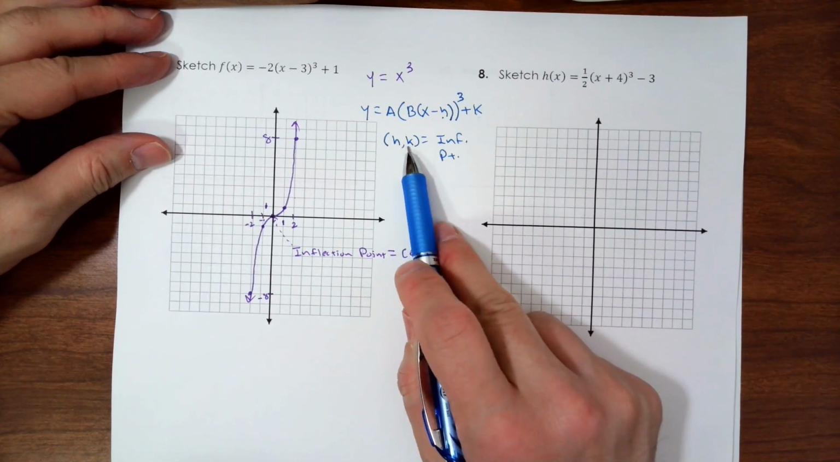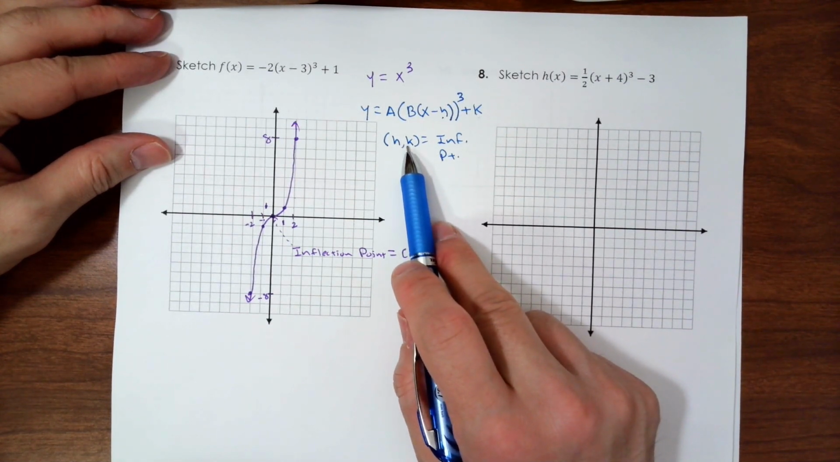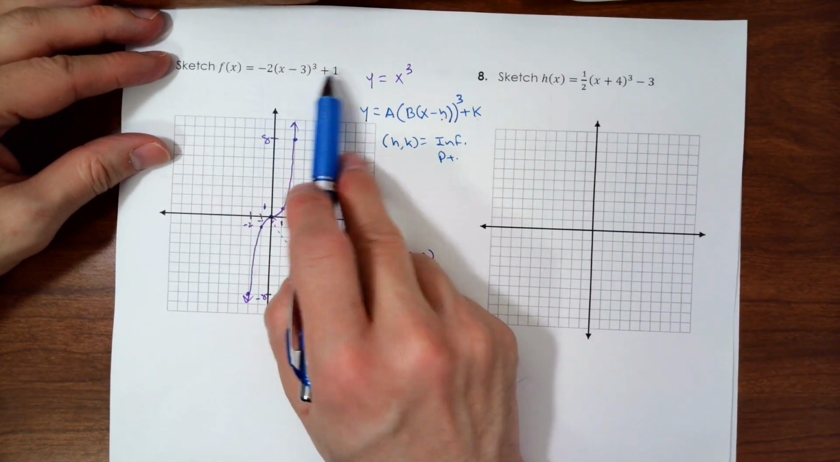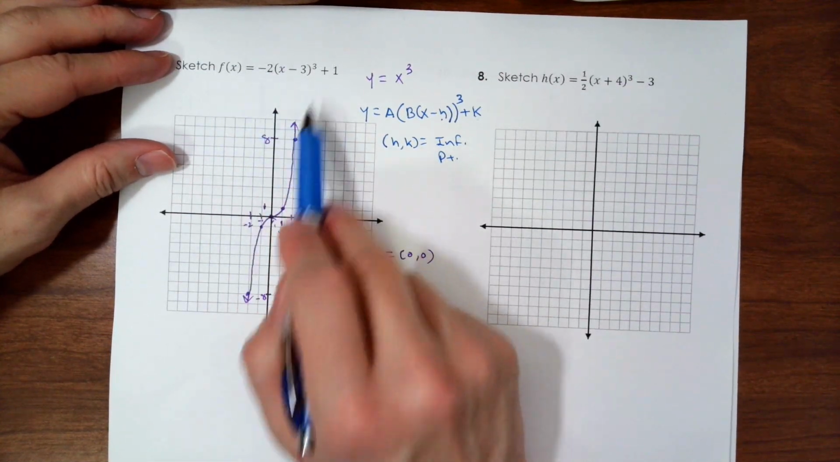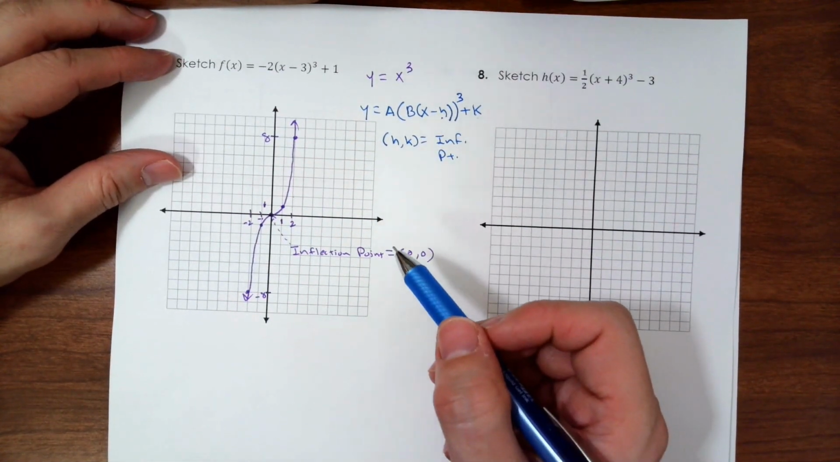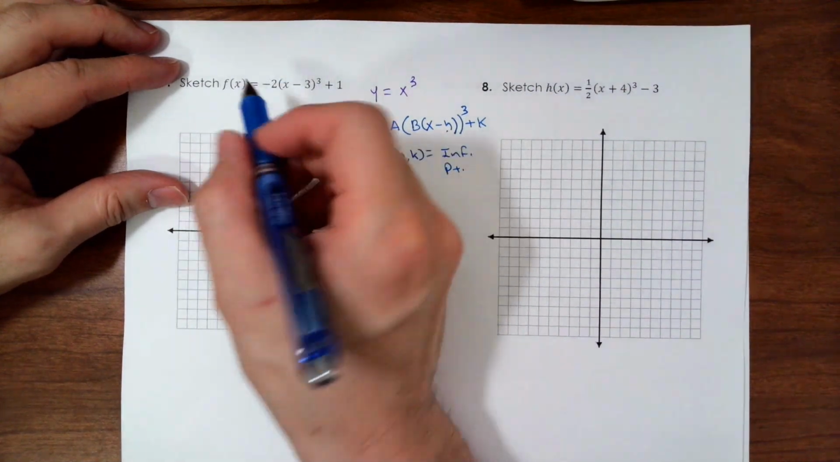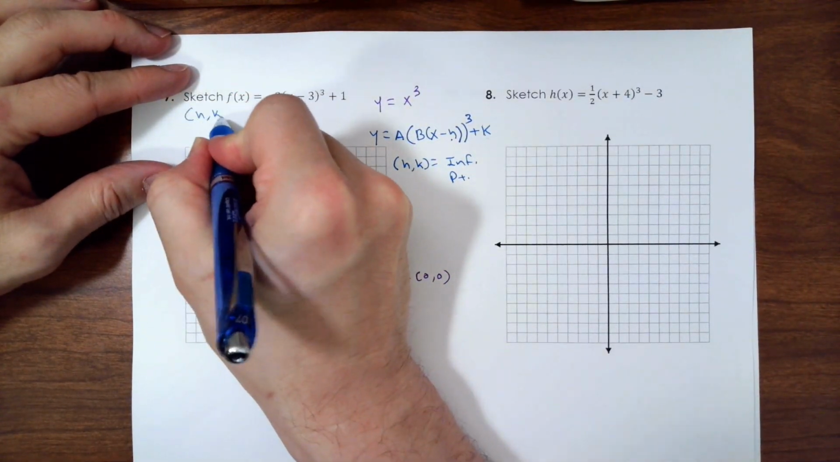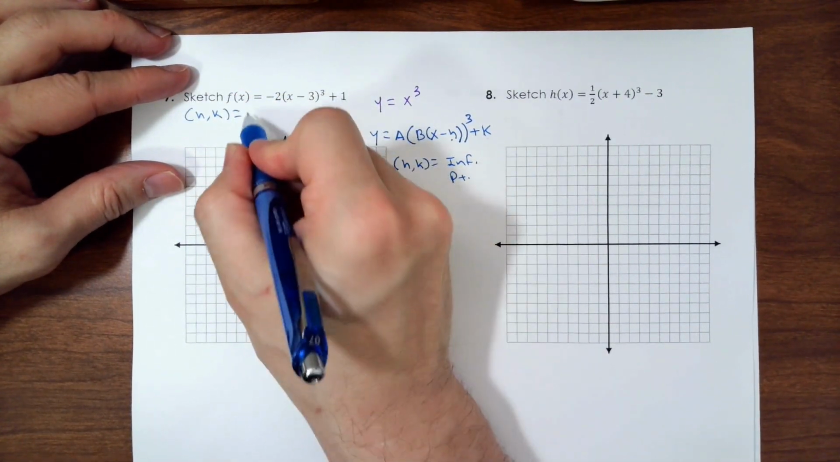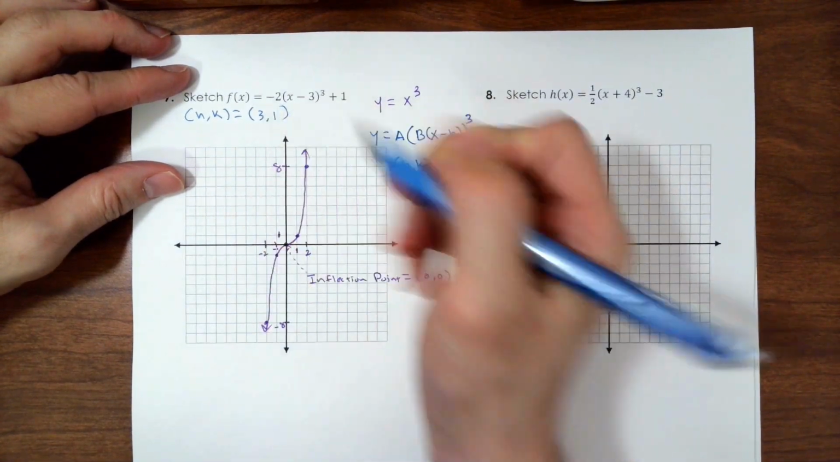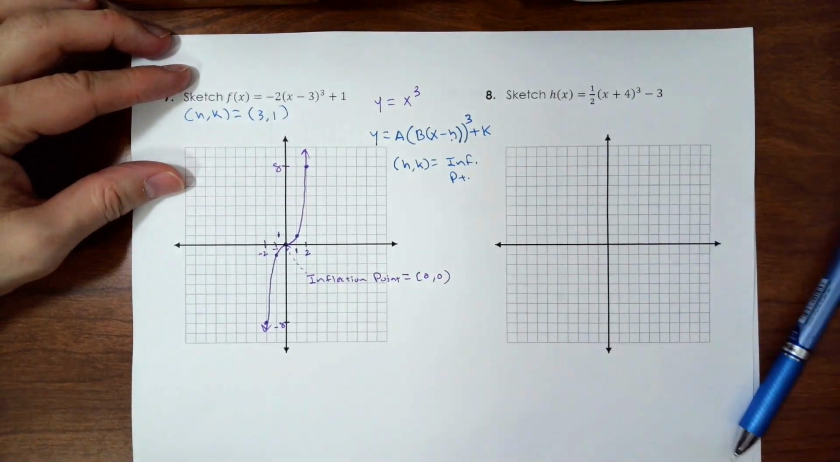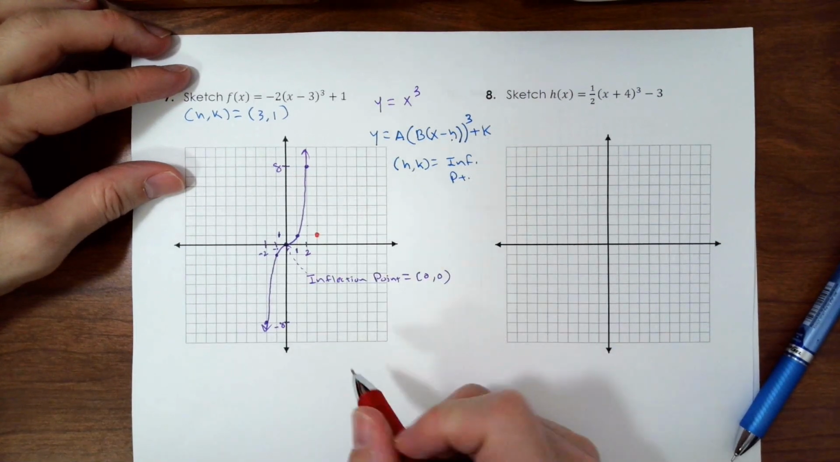And if you can identify the inflection point, in this case it'd be 3, 1, you could always graph 3 points using an XY table. So here, our h comma k, our inflection point, is clearly 3, 1. So we could always graph that first. 3, 1.